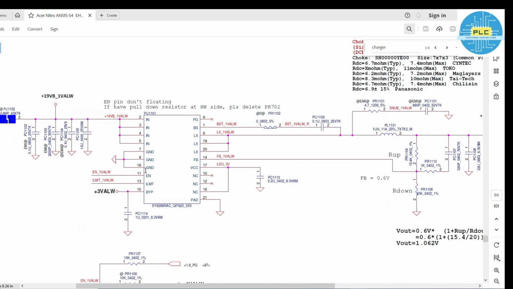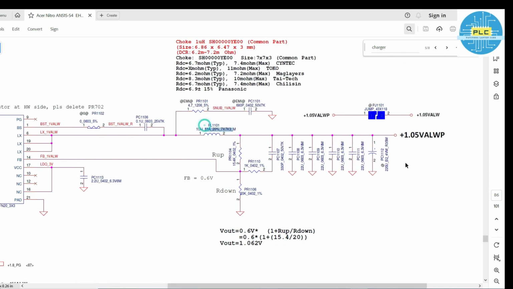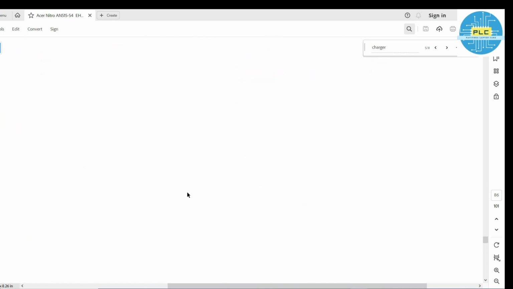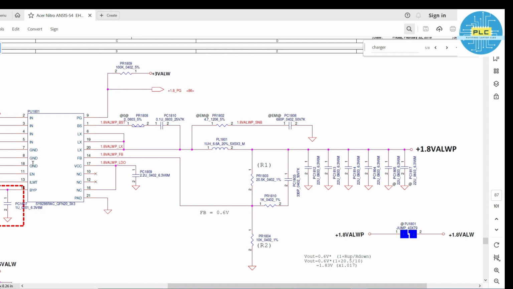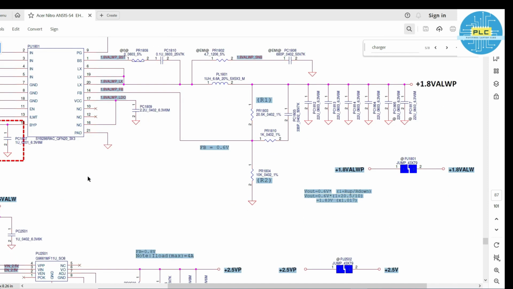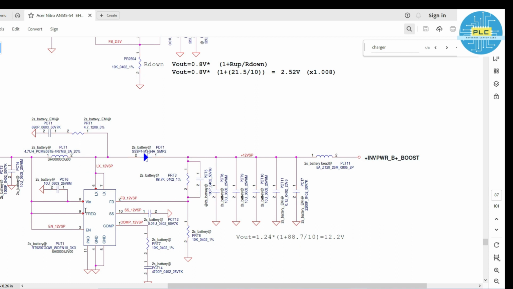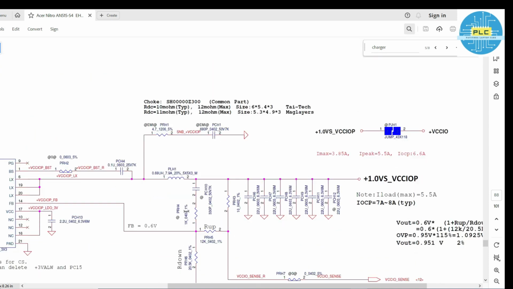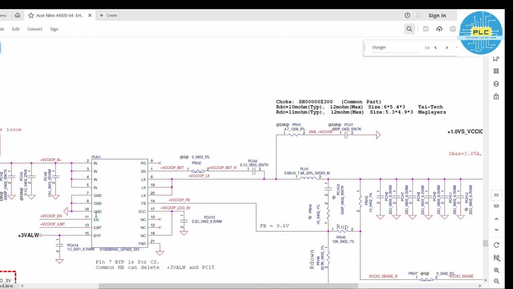this IC has input and ground, right? The loop will be completed, the circuit complete, then it gives the appropriate output plus 1.05 volts. And again same, in, ground, output 1.8 VLP, and again in, enable, ground, output, this one. Same, this is the output. What is the input? In, ground. This IC is a completed circuit. The circuit has completed through this coil.